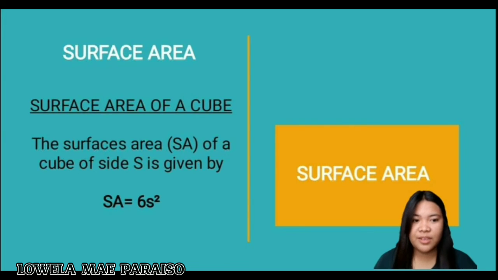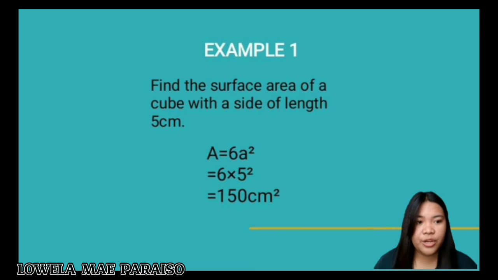So, my topic for today is all about surface area. So, surface area of a cube. The surface area of a cube of side S is given by SA, which is surface area, is equals to 6S squared. So, for the example, find the surface area of a cube with a side of length 5 cm.